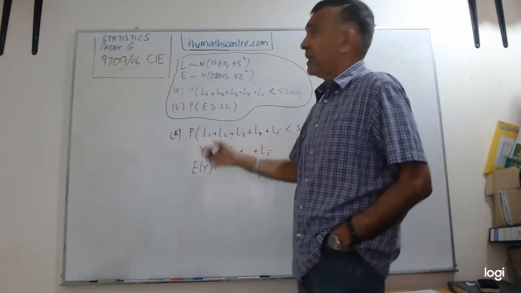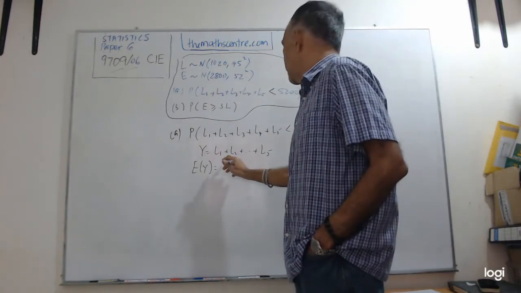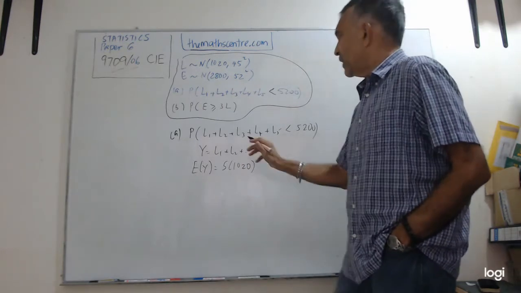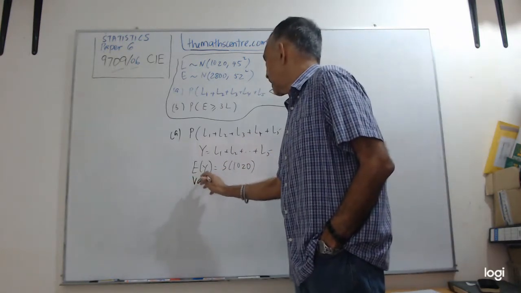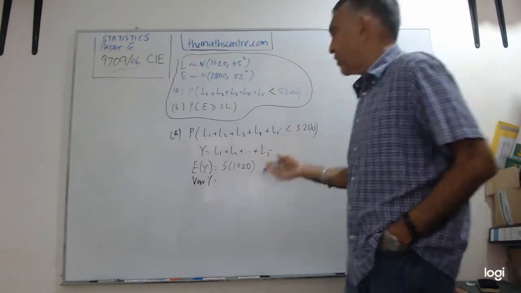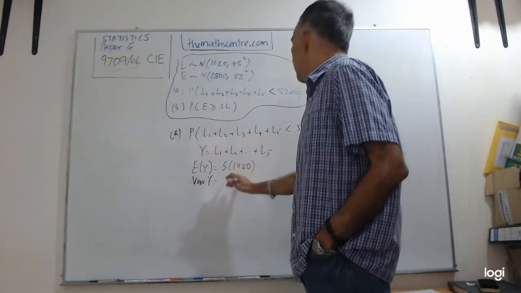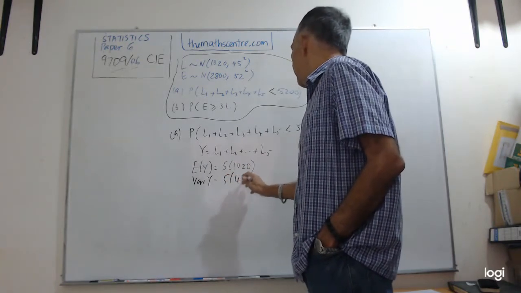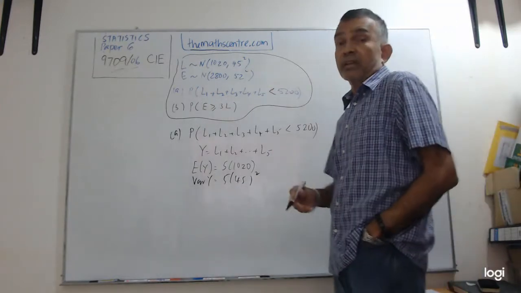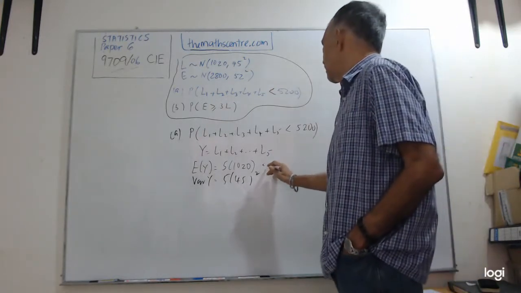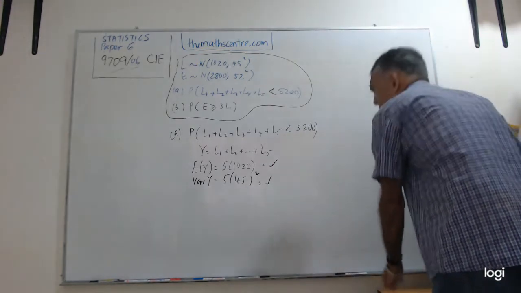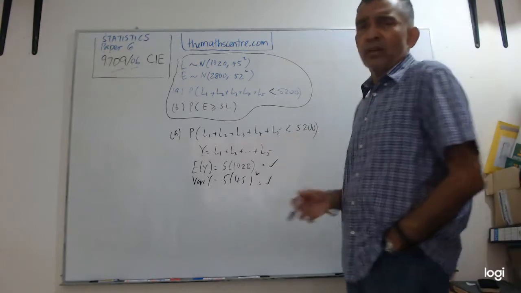The expected value is mu, 1020. So I have 5 times 1020. And then I also need the variance of y, which will be the variance of L1 plus the variance of L2 plus the variance of L3 and so on. So I have 5 times 45 squared, because they gave me 45 squared as a variance. So you get these numbers out. Those numbers are not important, you can work it out yourself.